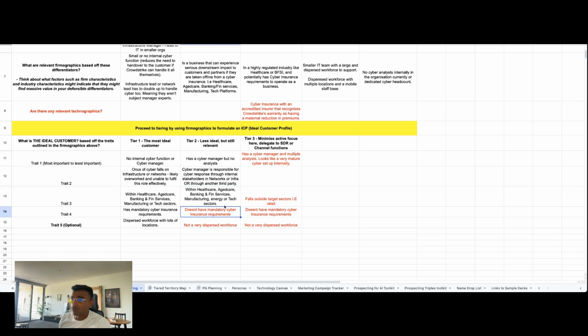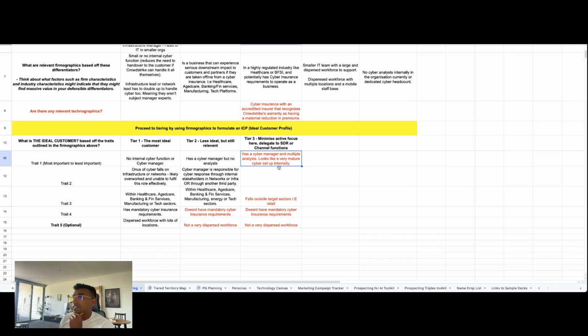The trait that I'd sort of ruled out here is they didn't have mandatory cyber insurance. There were organizations I saw that were within some high risk sectors, but they didn't have any sort of mandatory cyber requirements, or they just didn't bother. I knew a lot of companies that were just self-insured. And they didn't have a very dispersed workforce. So that's totally fine. I'd bucketed that as a tier 2 account. Somewhat mature, but still pretty immature.